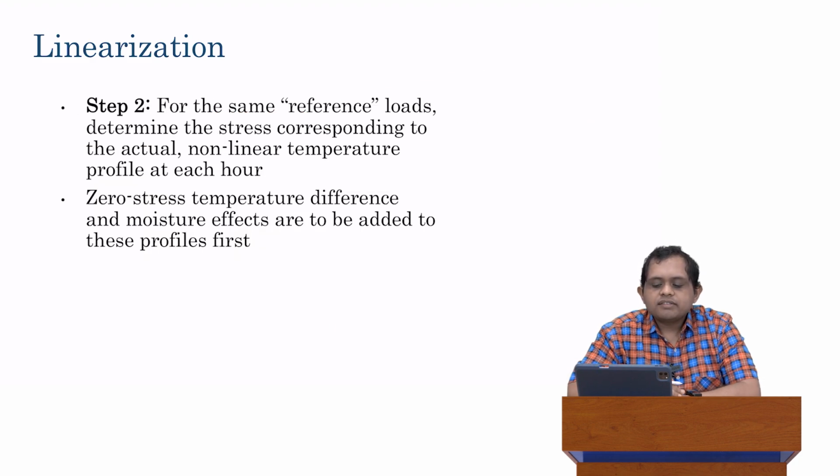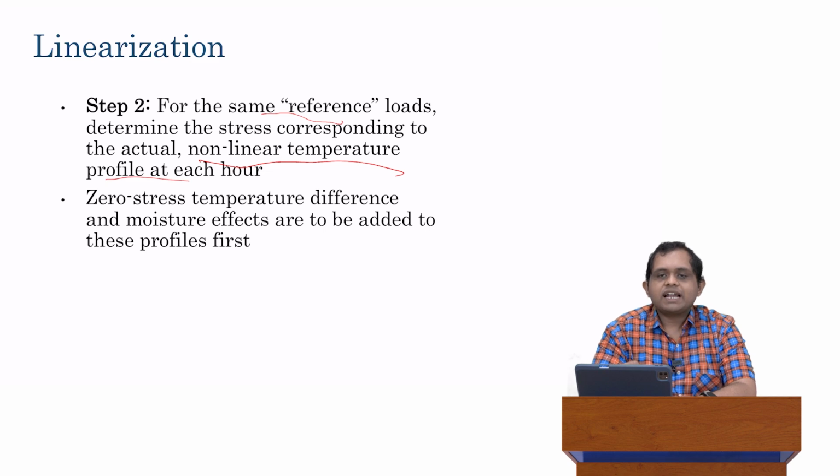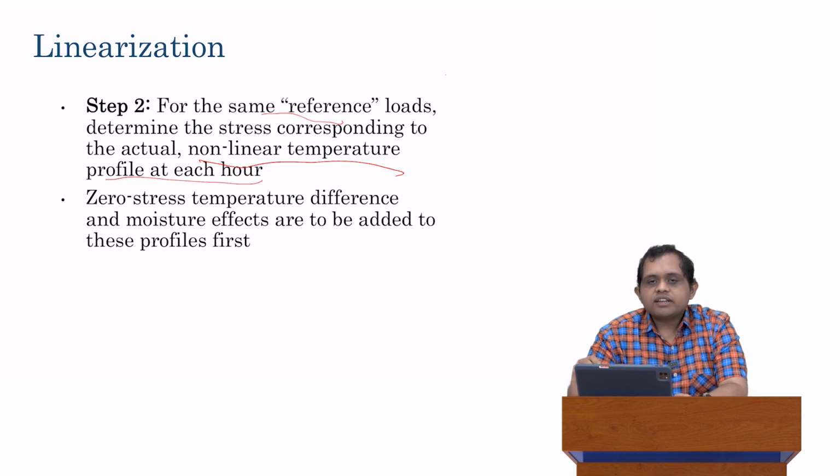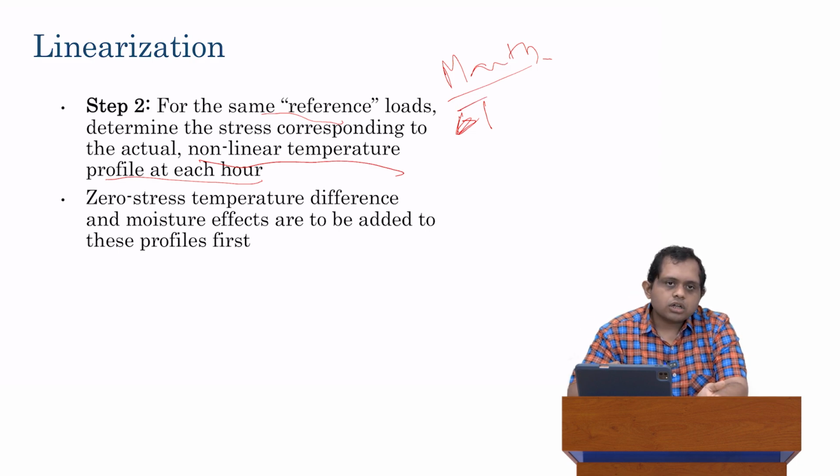Okay. Step 2 goes as follows. For the same reference load, again, we haven't seen our actual traffic yet, determine the stress corresponding to the actual non-linear temperature profile at each hour. So previously, as we saw, this analysis is done monthly. For every month, we get an actual temperature distribution T, which is non-linear in nature. We can decompose it into its components: the eigenstress component, the non-linear component, as well as the linear component.